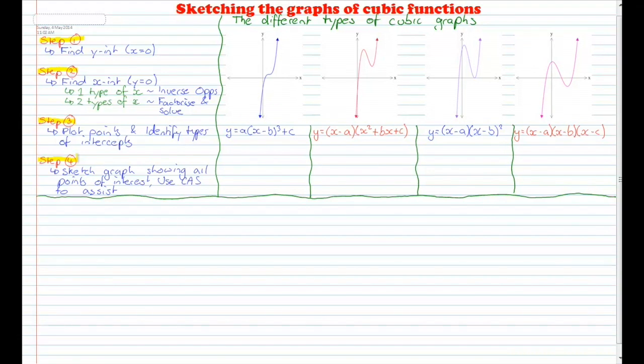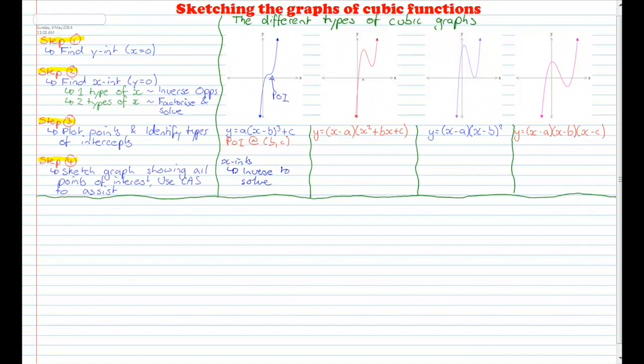Now when looking at the different types of cubic functions, there's actually a few different types that you can see here. That is, you can have something with a point of inflection like what you can see here. And of course, our point of inflection can be found at the point b, c. Now in order to be able to find the x-intercepts, what we need to do is use inverse operations to solve. Now for this type of graph here, what you can see is we've got y is equal to x minus a in brackets multiplied by x squared plus bx plus c. And that's in its fully factorized form.